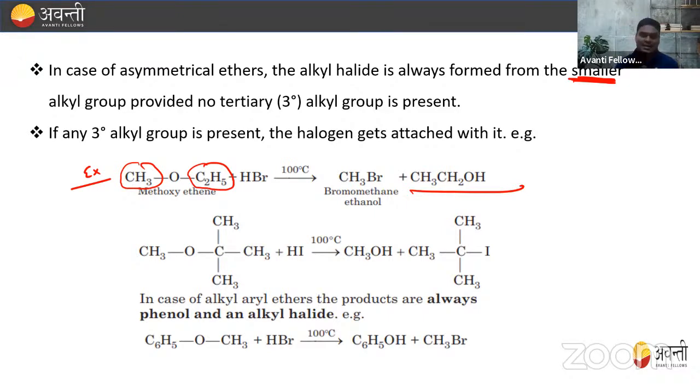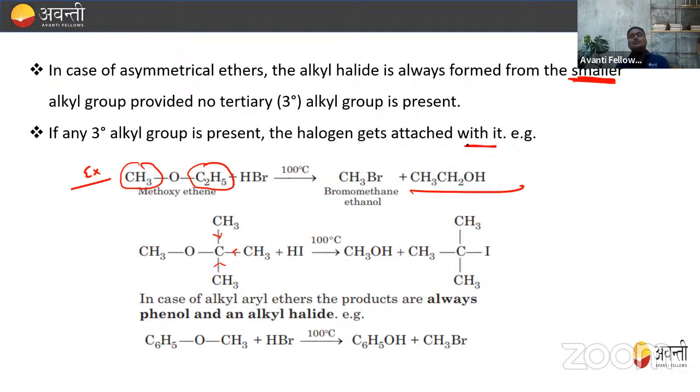Always remember this: whenever the ether is treated with HBr, alkyl halide is always formed by the smaller alkyl group of the ether. Now, in case of tertiary ether, here we have an example of a tertiary ether, where this carbon has 3 alkyl groups. Now, when this tertiary ether reacts with HI, what do they say? If any tertiary alkyl group is present, the halogen gets attached to it.